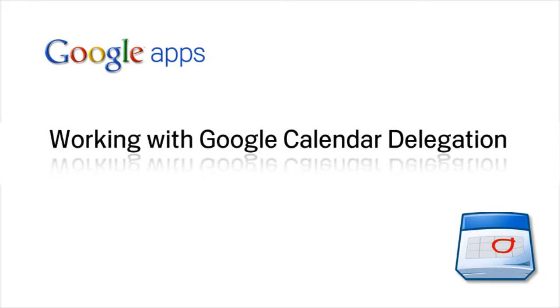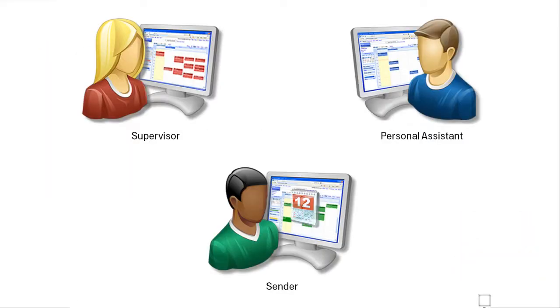Setting up Google Calendar delegation. As a personal assistant, you've probably been tasked with scheduling and managing events for your supervisor. To accomplish this in Google Calendar, your manager must make you a delegate and grant you direct access to the calendars they want you to manage. After being granted access, you can schedule new events for them and accept or reject invites on their behalf.